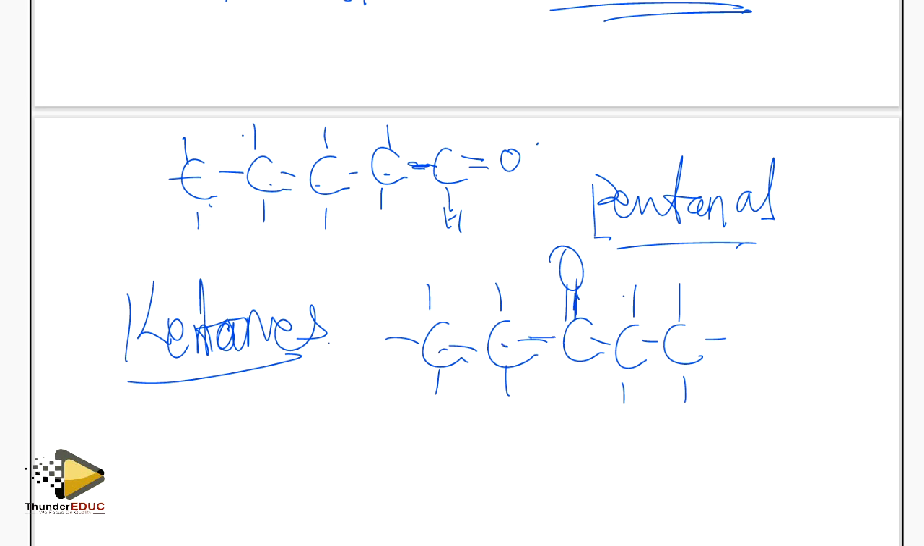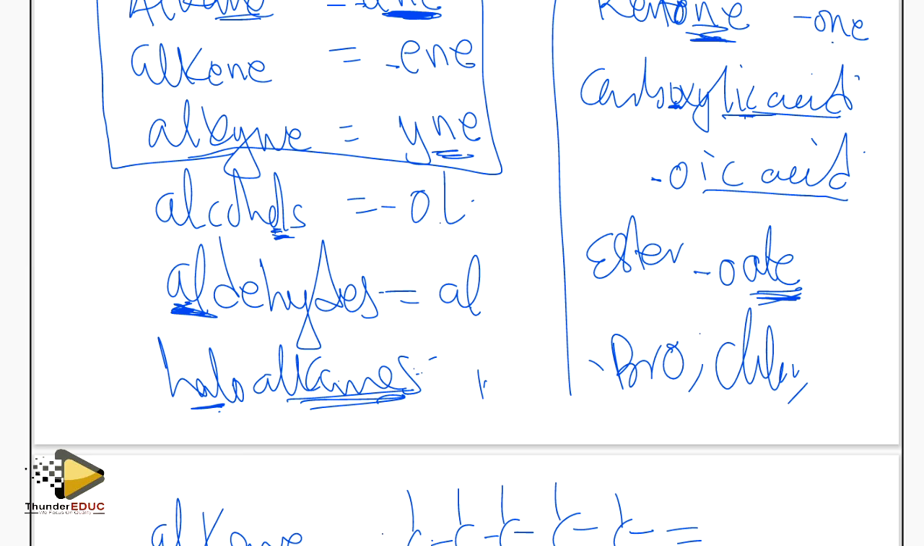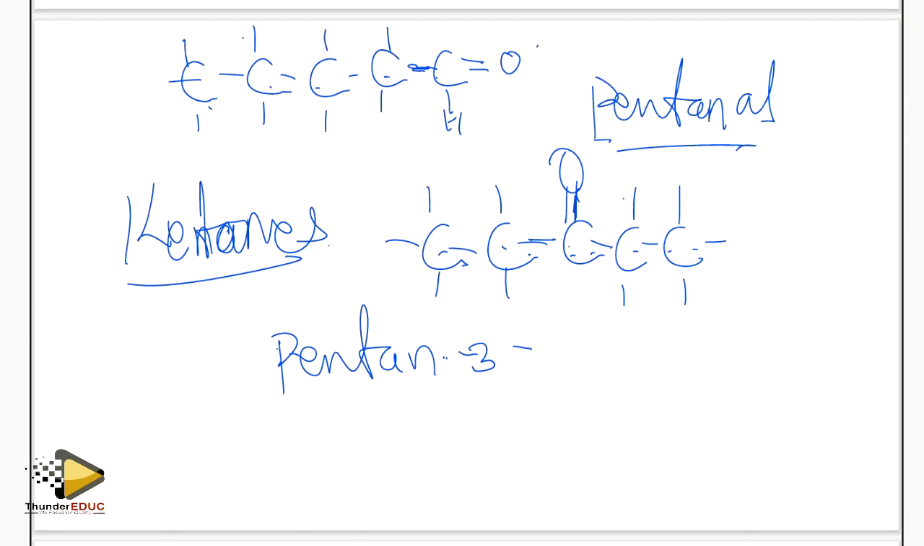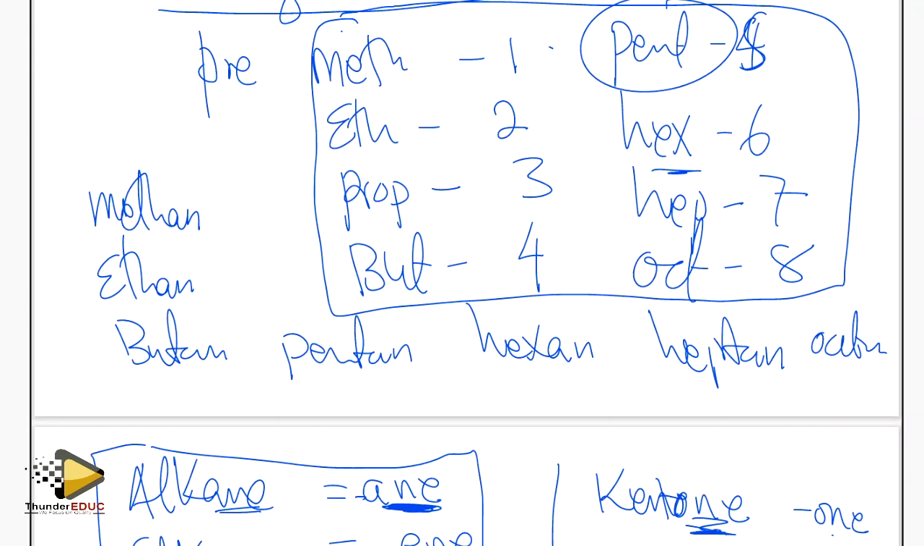So in this case, I'll say 1, 2, 3, 4, 5. So it's going to be 5. Therefore, I'll say pentane. But now the functional group is on carbon atom number 1, 2, 3. So it's on carbon atom number 3. Therefore, I will say 3. And then I add the suffix for ketones, which is one. So it's going to be pentane-3-one. That's how we name the ketones.